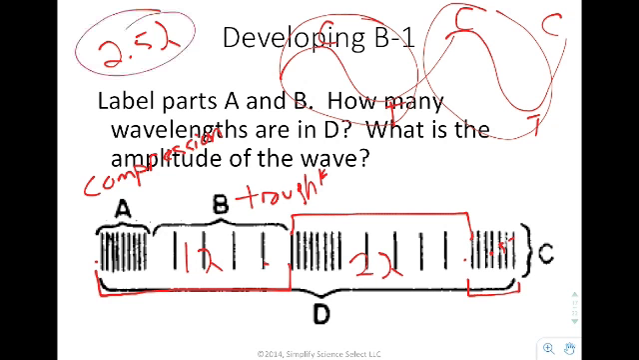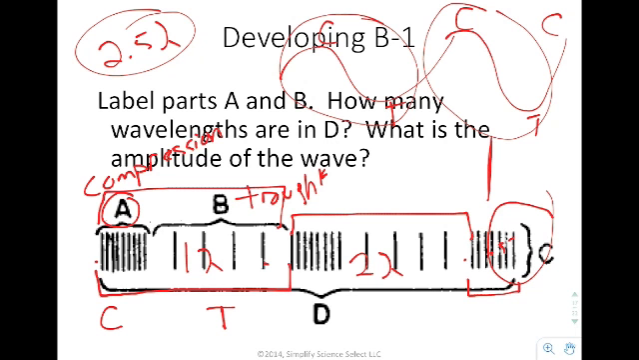The last thing it says, what is the amplitude of the wave? Now, a lot of people will automatically go to C because they say C is how high up and how far down it goes. But remember, an amplitude represents how far it is from the equilibrium position. Remember, this represents the crest, and this represents the trough. So if you were to take the distance from A to B and divide it by 2, that would represent the amplitude of the wave. Now, why divide by 2?